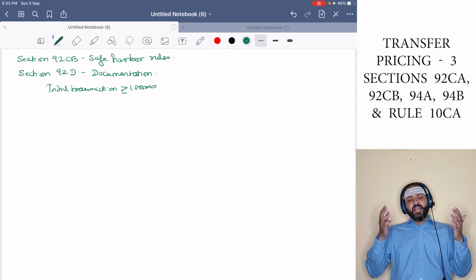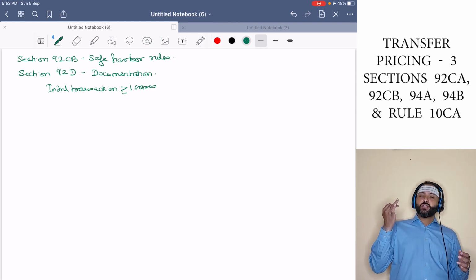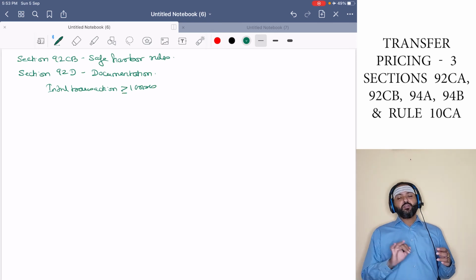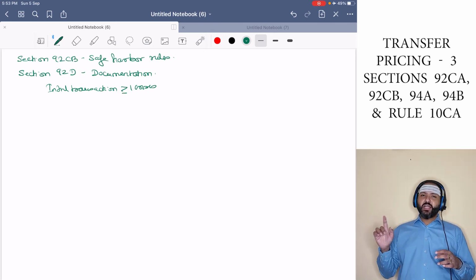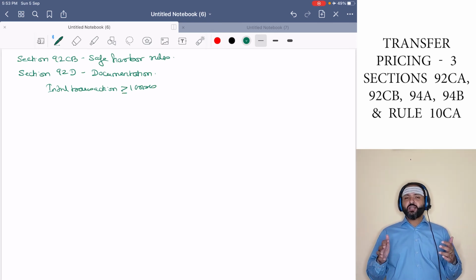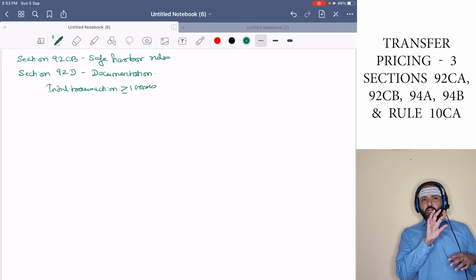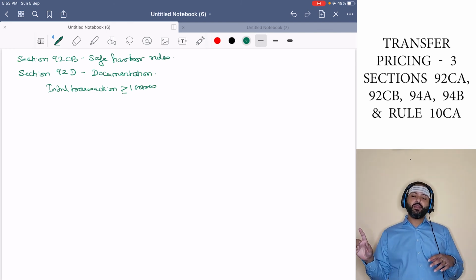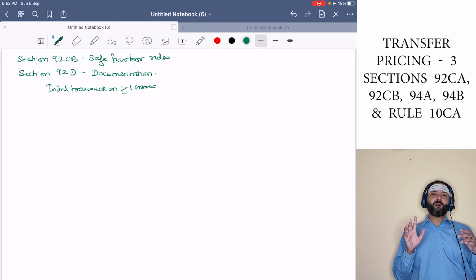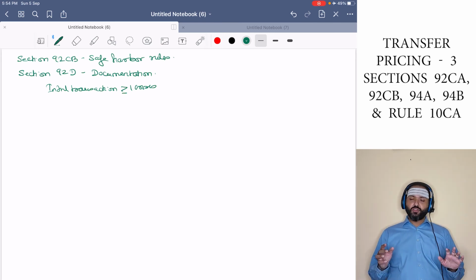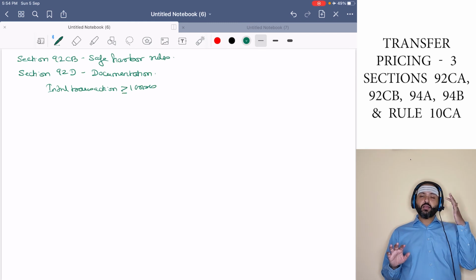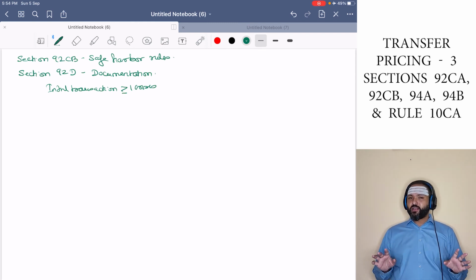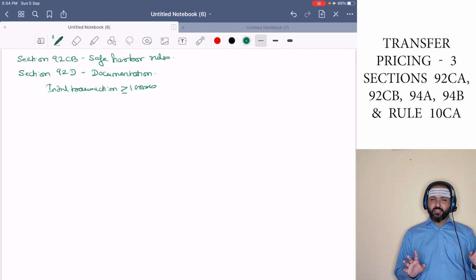Then they will tell that we have applied the CUP method, RSP method, cost plus method, TNMM method, profit split method, and we have concluded the following. Against each method they will conclude whether this method will be applicable or not. For example, they will tell CUP method cannot be applied because this business is unique and no comparable uncontrolled transaction is available. Therefore, applicability of CUP method does not suit this particular transaction.